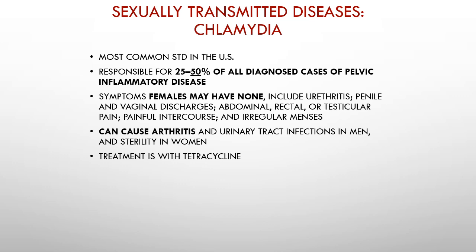So penile discharge again, vaginal discharge. It can cause pain in the abdomen, the rectum, testicular pain, all kinds of painful components in terms of the female, intercourse, menses, and so on. As it spreads throughout the body, it can then cause arthritis, and can also end up causing urinary tract infections as it moves into other places as well. Again, treatable with tetracyclines.